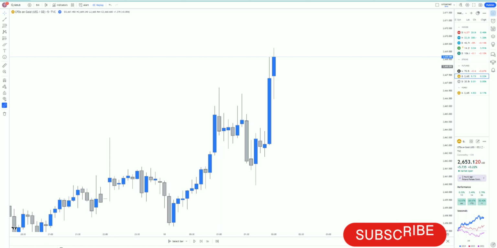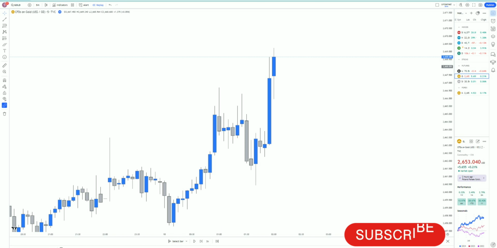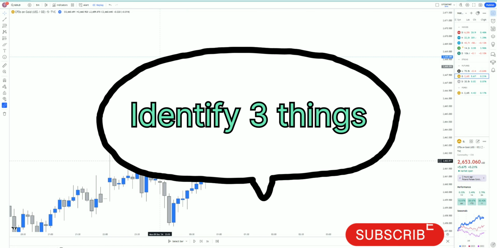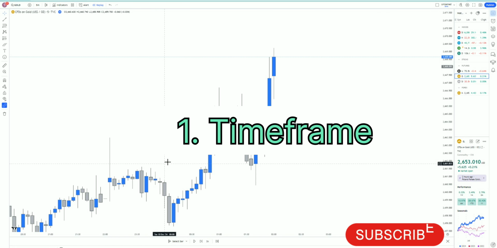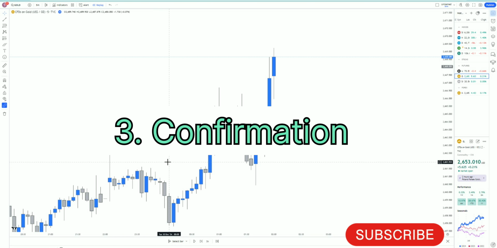Now, without wasting too much time, let's get started. Before trading a 5-minute strategy, you have to identify first 3 things. The first thing is the time frame that you are in. The second thing is the direction of the market. And then the third thing is the confirmation. So let's start with the first thing.